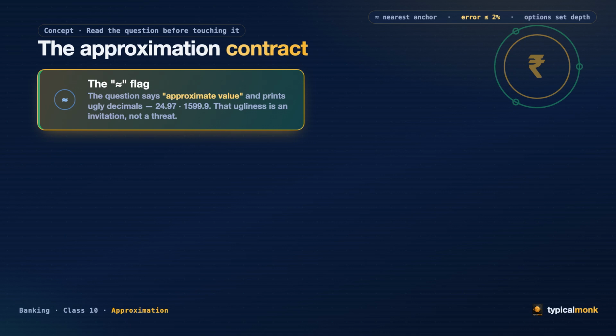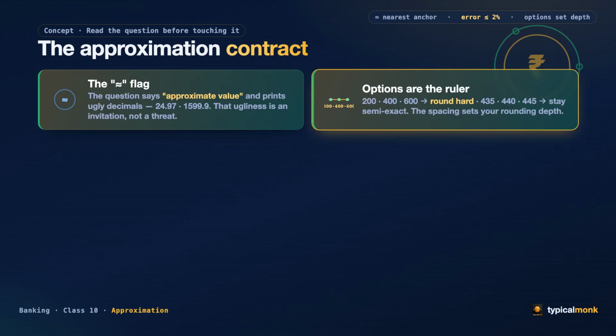Clause 1. The approximately flag. The question openly says approximate value and deliberately prints ugly decimals, 24.97, 1599.9. That ugliness is not a threat. It is an invitation, written permission to round. Clause 2. The options are your ruler. If the options are 200, 400, 600, round hard. If the options are 435, 440, 445, keep a light hand and stay semi-exact. The spacing of the options sets the depth of your rounding always.